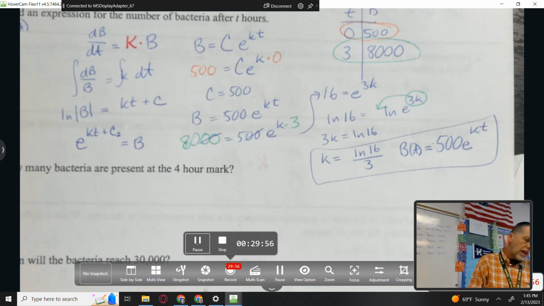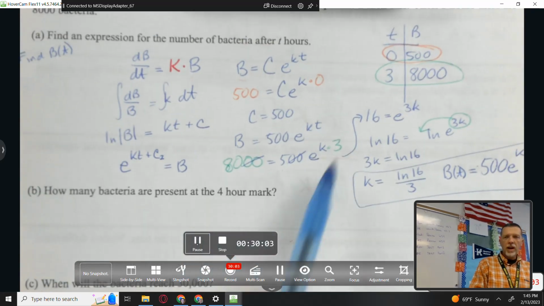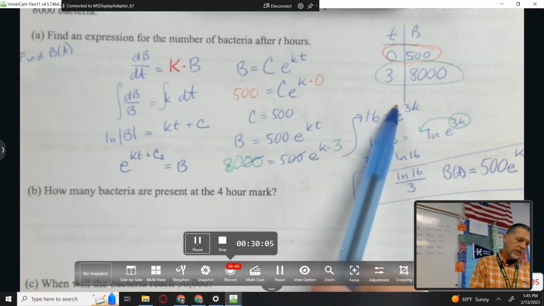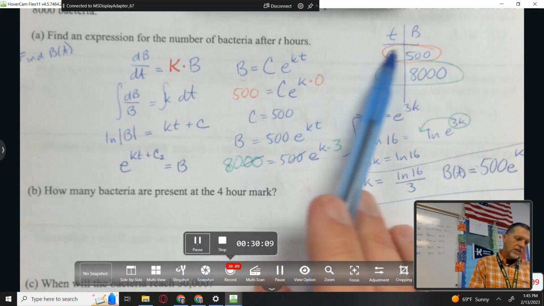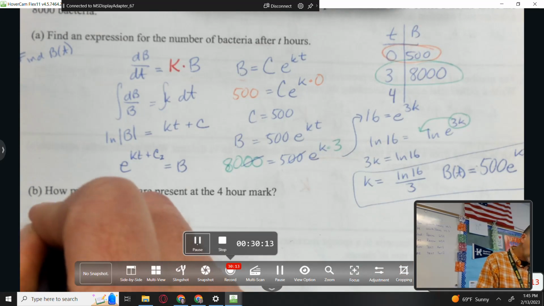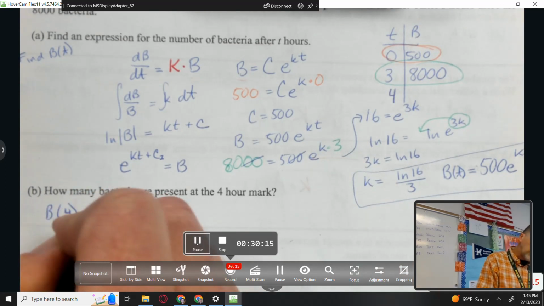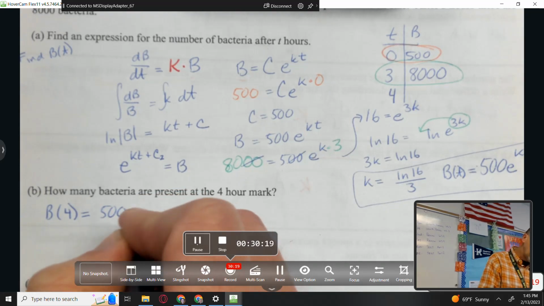How many bacteria are present at the 4-hour mark? So, in terms of my table over here, where's 4 going? T. So when T is 4, find B. So B of 4 is 500 e to the k times 4.